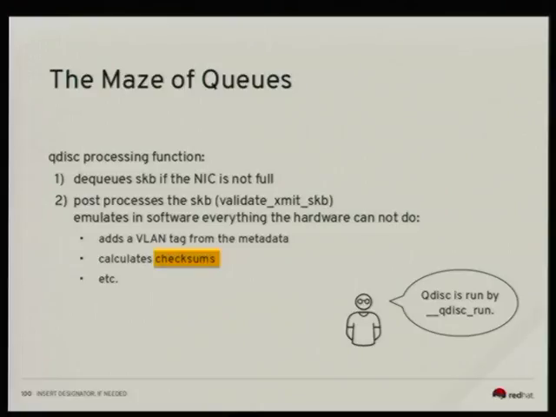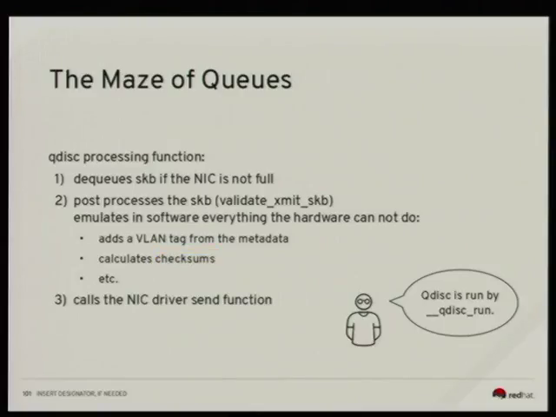You maybe noticed that up to this point, we did not deal with checksums at all on the egress path, except the IP header checksum. But the TCP checksum was not there. So it's calculated here. Why? You'll see later. Remember this thing. validate_xmit_skb emulates in software what hardware cannot do just before sending the packet out.